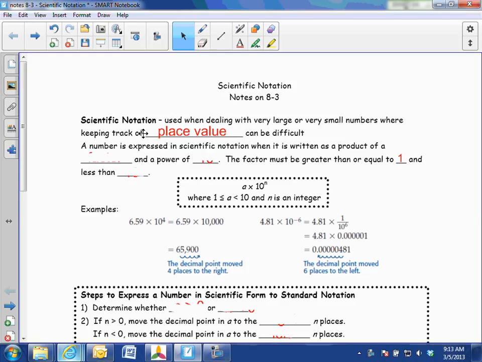Okay, so a number is expressed in scientific notation when it is written as a product. What does product mean? Multiply. So when we're multiplying two things, we're multiplying a factor, just a constant, just a number, and a power of 10. This factor must be greater than or equal to 1 and less than 10.